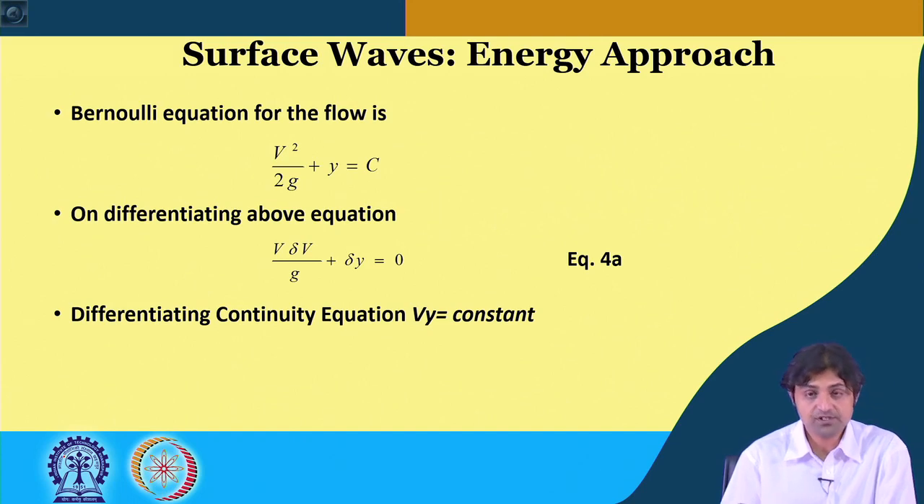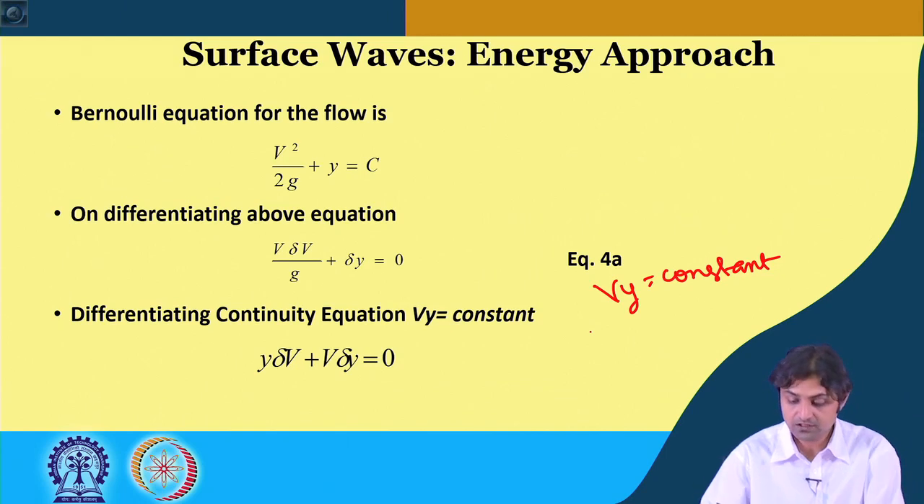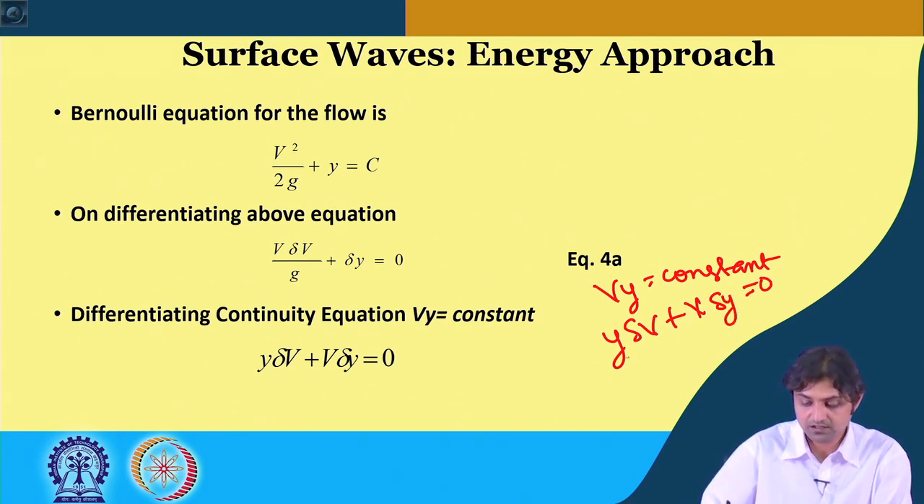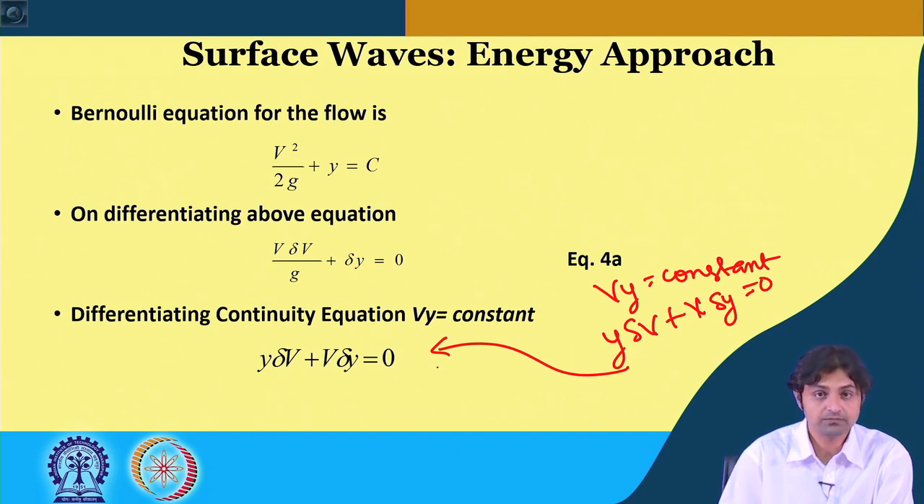Now, second step is we differentiate the continuity equation. Continuity equation is V y is equal to constant. So, we will apply the chain rule, all right. So, we will get y delta V plus V delta y is equal to 0, correct, same like this.